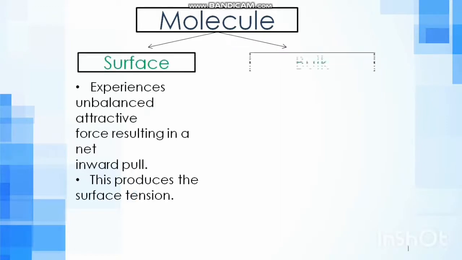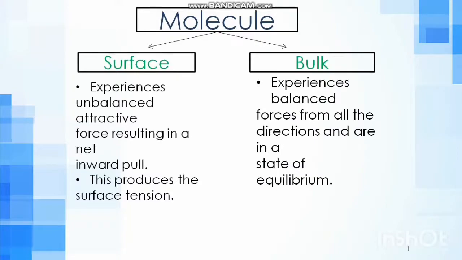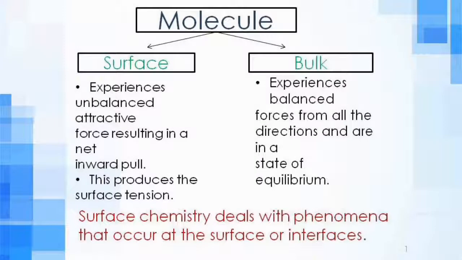Molecules are of two types, surface and bulk. The difference between them is that surface molecules experience unbalanced attractive force resulting in a net inward pull. This produces the surface tension. Bulk molecules experience balanced forces from all the directions and are in a state of equilibrium. Surface chemistry deals with the phenomena that occur at the surface or interfaces.